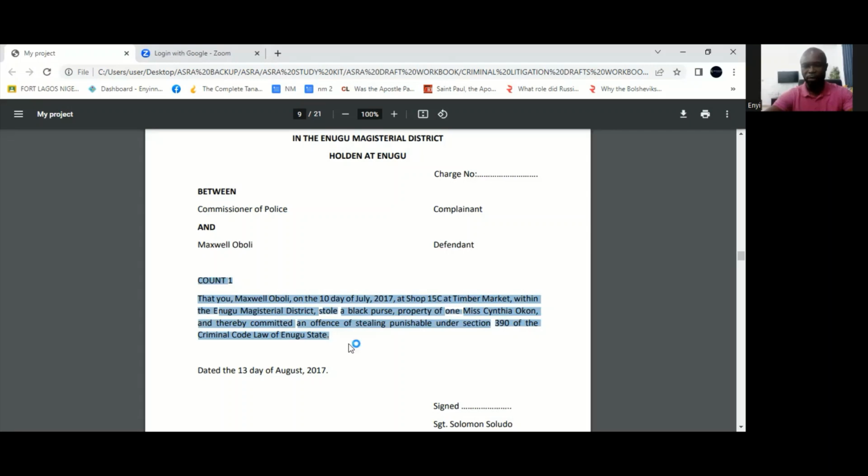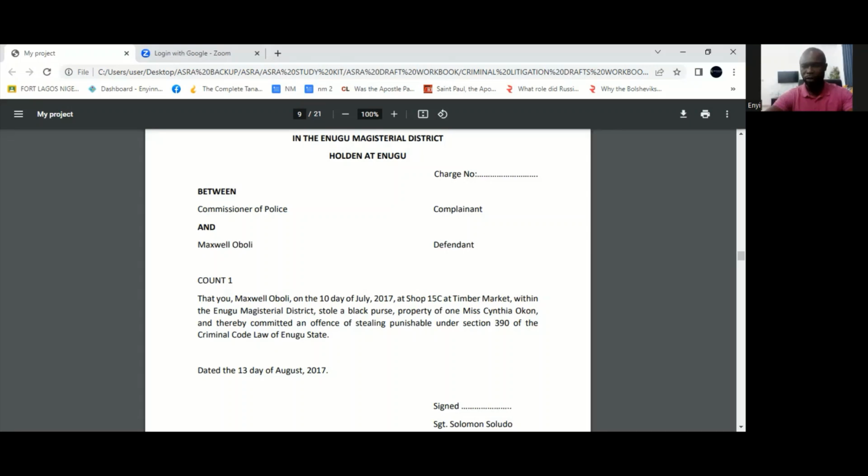All right, so the draft you can see on the screen here simply says that you, Maxwell Body, on the 10th day of July at shop 15C at Timber Market within the Enugu Magisterial District stole the black purse, property of one Miss Cynthia Okon, and thereby committed an offense of stealing, punishable under Section 390 of the Criminal Code Law of Enugu State. So that's the structure of the draft in the magistrate in the South.